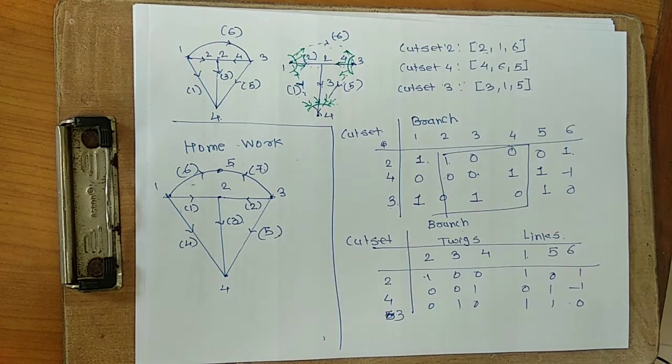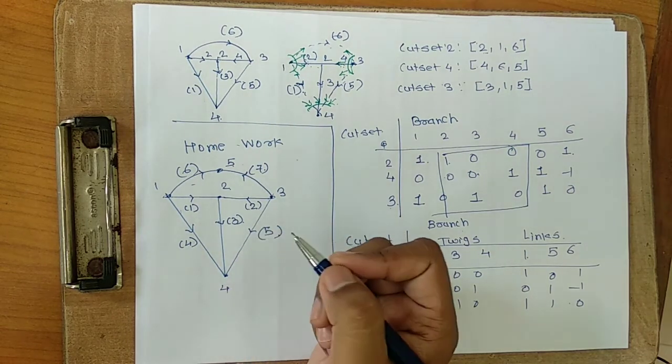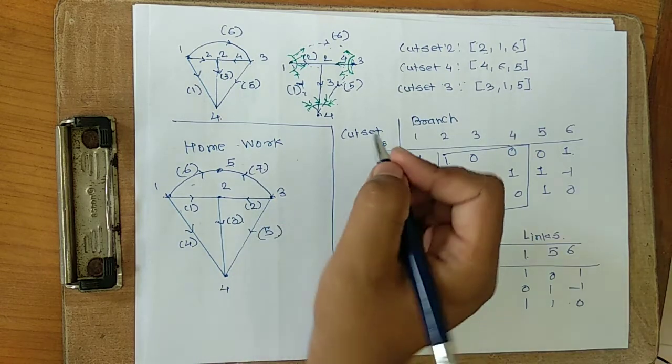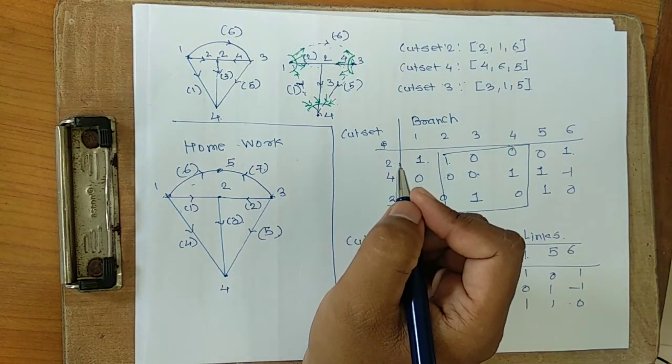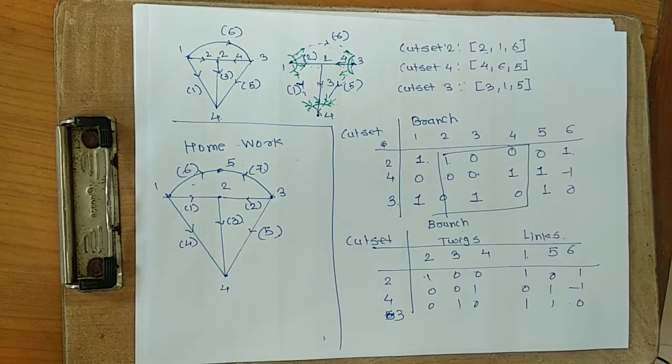So you have to find out the cut set matrix for this diagram. You have to find one tree, and from that tree you have to find the cut set matrix. So you just try this. This is a solved example in the Ravi Singh book also. But first of all you try, then you can go through the book. If you find any problem, you can tell me. I will give you a solution for that.